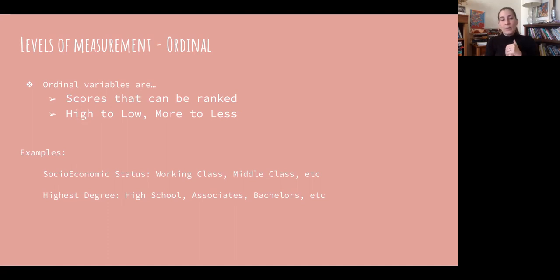Another example would be if there's a question on a survey that says, what is the highest degree that you have completed? A lot of times that goes less than high school, associates, some college, bachelor's, master's and beyond. So you can't totally quantify the difference between these, but you can rank them in terms of least to most schooling. Anything you can rank from one end to the next or put in some sensible order would be an ordinal variable.